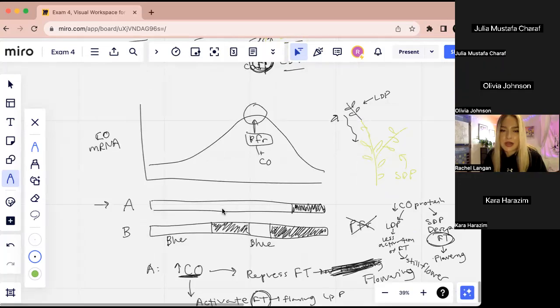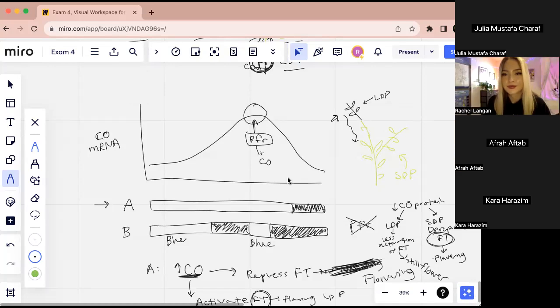The short day plants only flower when there are long nights, because the long nights would cause less CO protein, which means less repression of their flowering genes. Okay, I think that makes sense. Thank you. You're welcome. Next question. Okay, never mind. You actually just answered it right there, because I was so confused on the short day plant flowering, but when you mentioned the long nights lead to less repression, that makes sense. So thank you very much. Great.